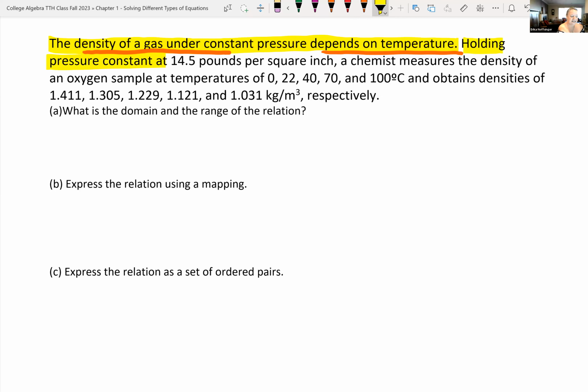Holding a pressure constant at 14.5 pounds per square inch, a chemist measures the density of an oxygen sample at temperatures of 0, 22, 40, 70, and 100 degrees Celsius. And he obtains the densities of 1.411, 1.305, 1.229, 1.121, and 1.031 kilograms per meter cubed, respectively. So looking at this, what is the domain? And we want to know what is the range.